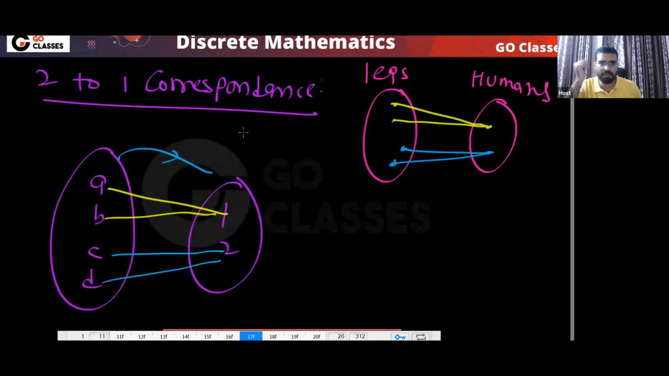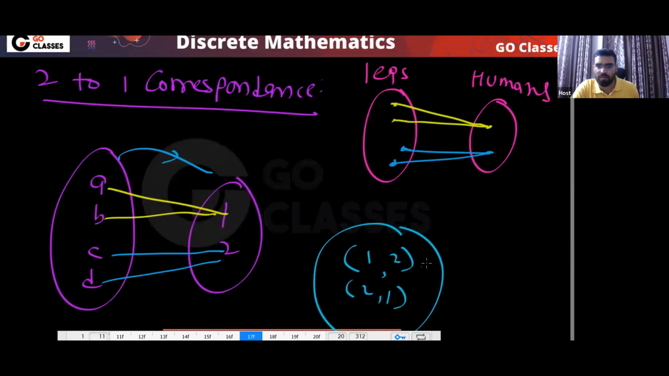One example we have already seen in the last class, like this ordering, these ordered pairs. Can I take an example of ordered pairs? If I have ordered pairs where they are different elements, for example 1, 2 and 2, 1, they can map, so this type of correspondence is basically an example of 2 to 1 correspondence.